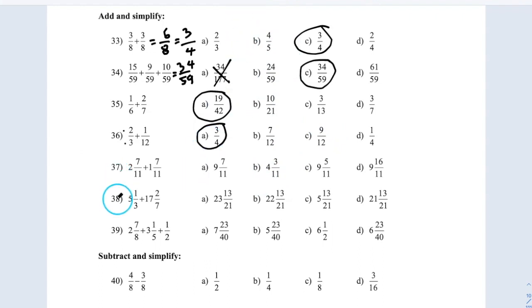Alright. 37. 2 and 7/11 plus 1 and 7/11. So the idea is when I have two mixed numbers, I'm going to add the whole numbers. 2 plus 1 is going to give me 3. And then I add the fractions individually. So 7/11 plus 7/11. I think this is a joke. They have the same denominator, so I keep 14 over 11.